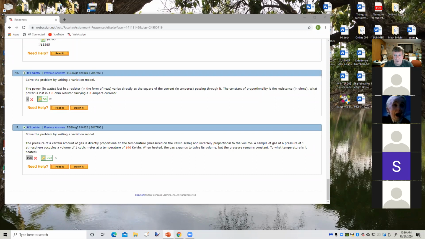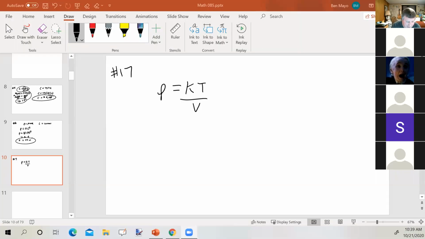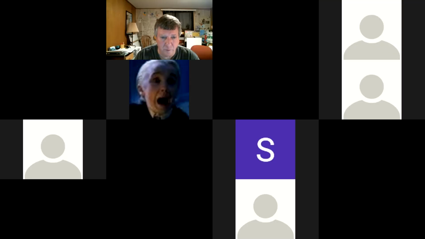So again, let me show you what I've got as a formula. All right, it says the pressure of a certain amount of gas, so that's P, is directly proportional to the temperature, so we've got KT up on top, direct variation, and inversely proportional to the volume. So the V is in the denominator. All right. Any questions before we go on here?